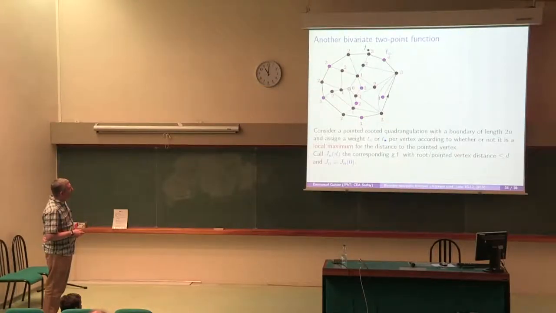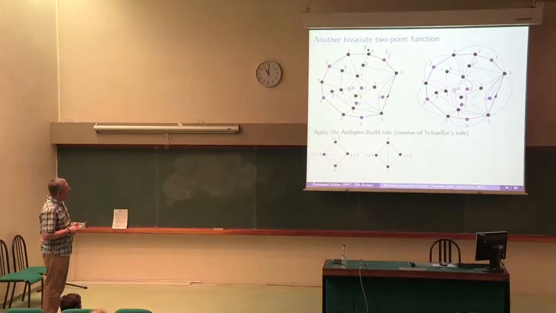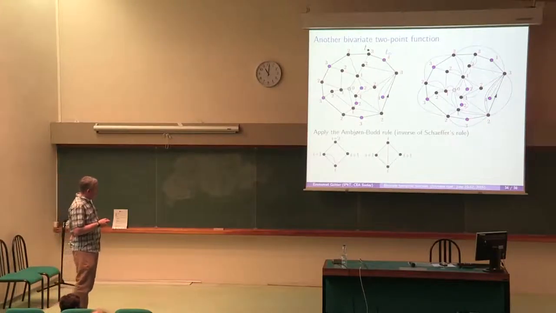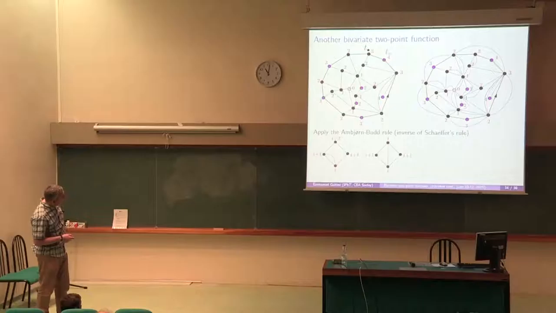And we call g of d the corresponding jetway function where the distance between the root vertex and the pointed vertex is less than d, and I call g n of zero. Okay, so if I take this object, I can apply the so-called Ambjörn-Bud bijection by applying the Ambjörn-Bud rules, which are the inverse of the Schaeffer's rule, which correspond to do with each face to look at the distance and to make these connections depending on whether the distance are of this type or this type around the face.